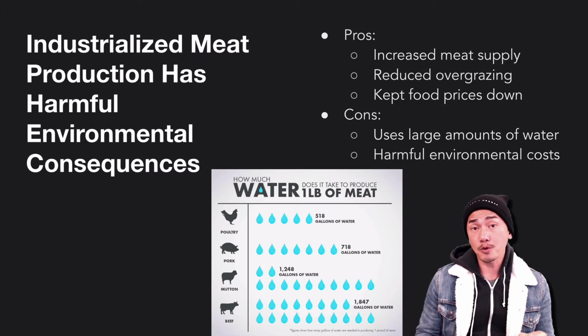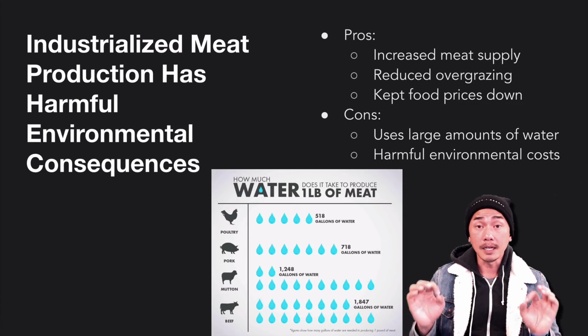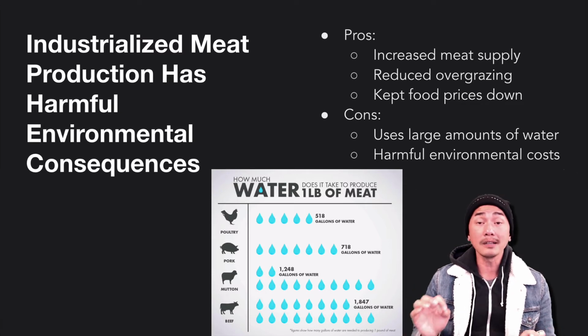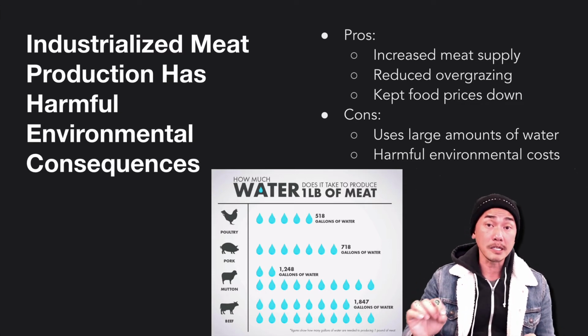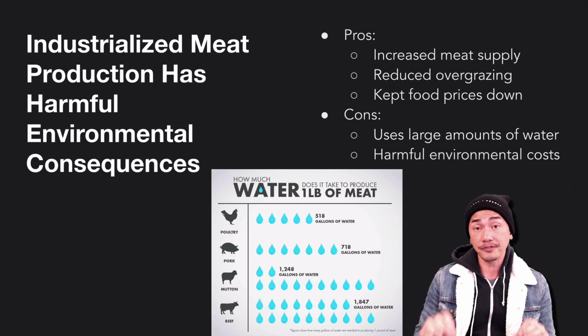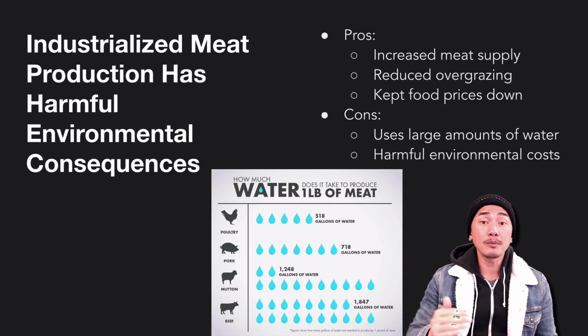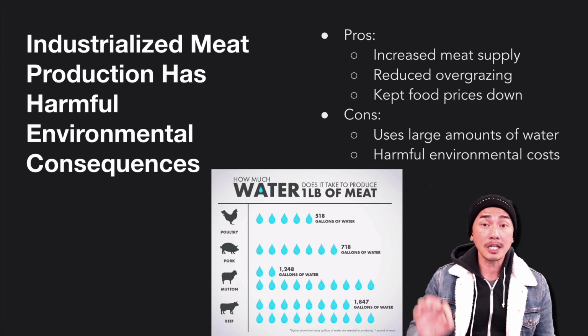Let's talk about the pros and cons of industrialized meat production. Industrialized meat production allows us to produce a lot of meat. It also reduces overgrazing when we use feedlots and CAFOs. And finally, as meat supply goes up, meat prices go down, which keep the price of food cheap.